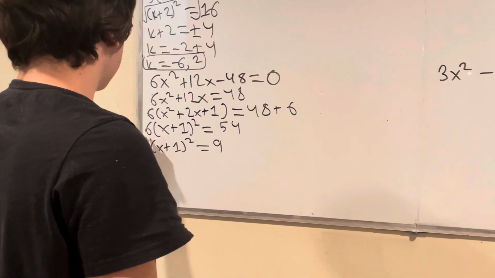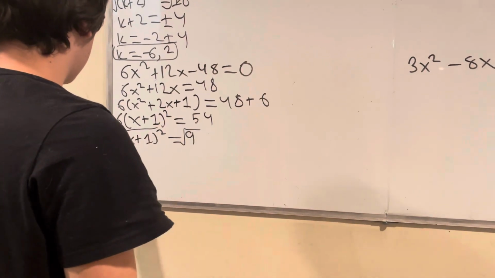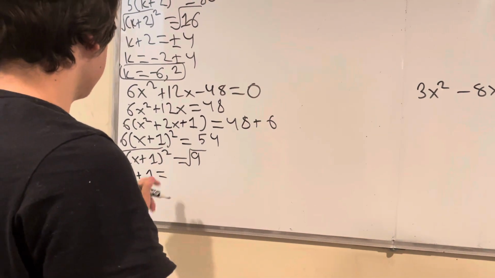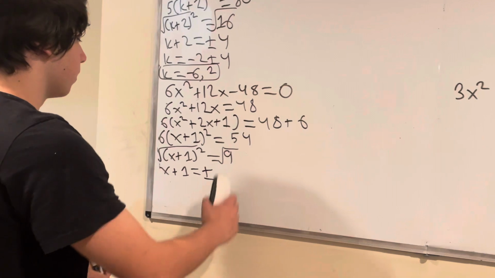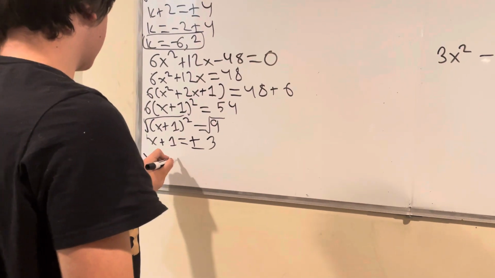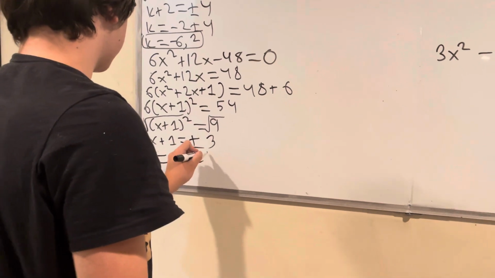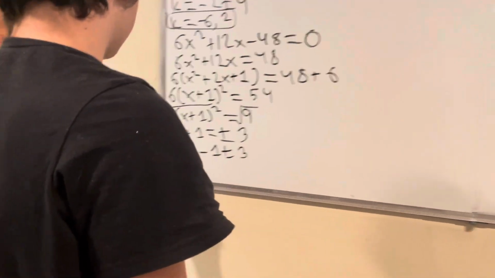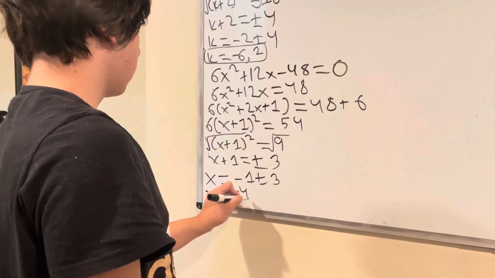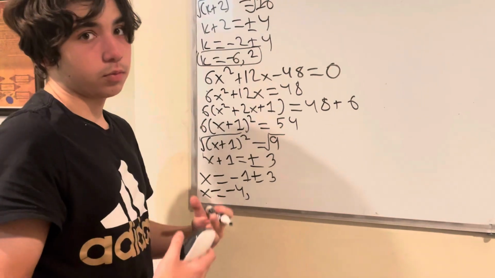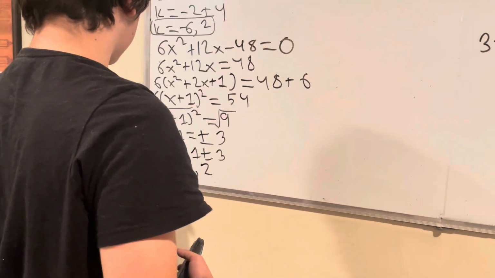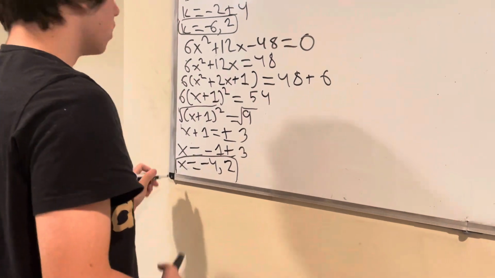Take the square root of both sides. So x plus 1 is equal to plus or minus 3. So x is equal to negative 1 plus or minus 3. And x will equal either negative 1 minus 3, which is negative 4, or negative 1 plus 3, which is positive 2. So those are our solutions to that equation.